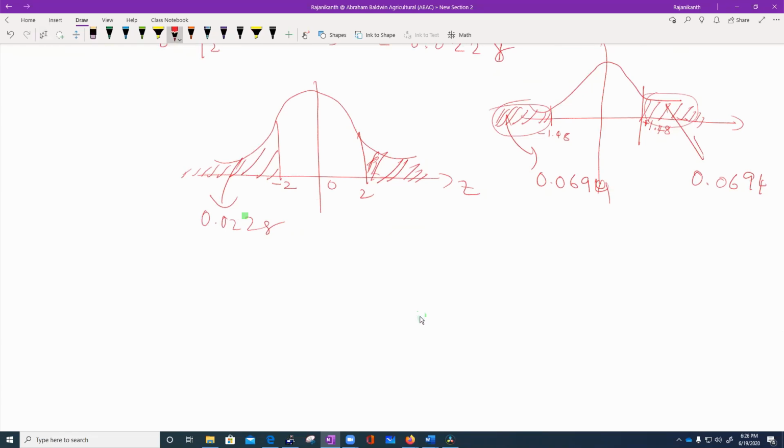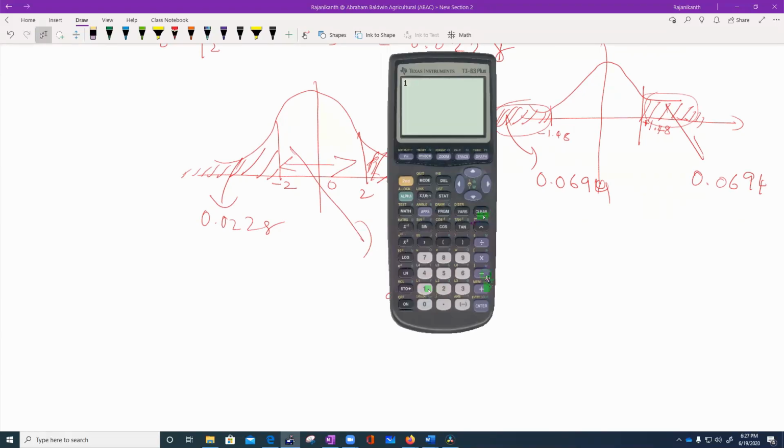I'm giving you 1 minute. Could you look at this picture and find the in-between area? What is the area from -2 to +2, the uncolored area? I need only the answer. 0.9772? Your answer is in the picture. You don't need to do anything, only the calculator. I'm writing like this. Do you see my calculator there? Is that understandable?